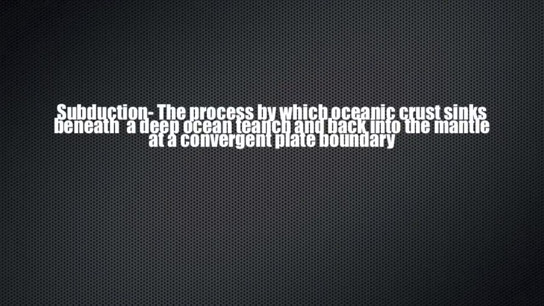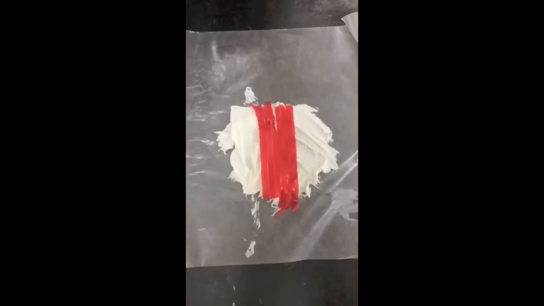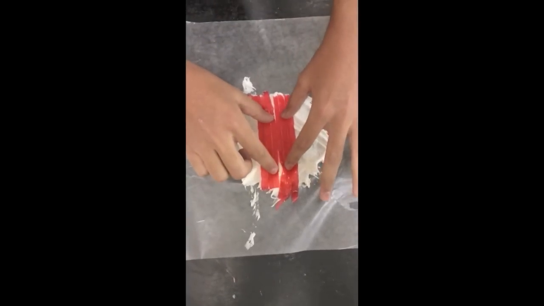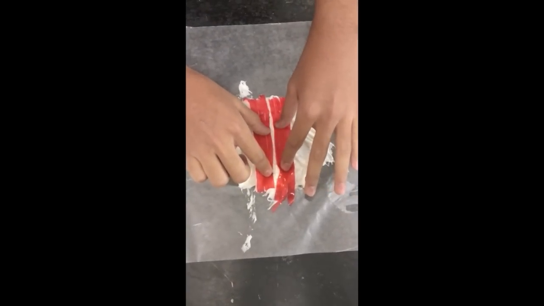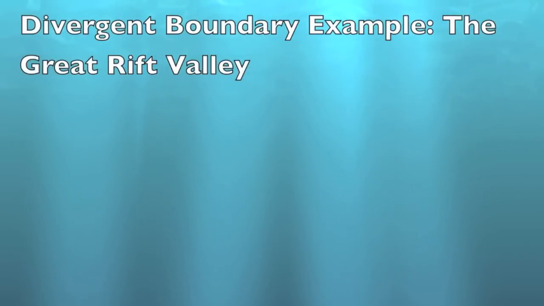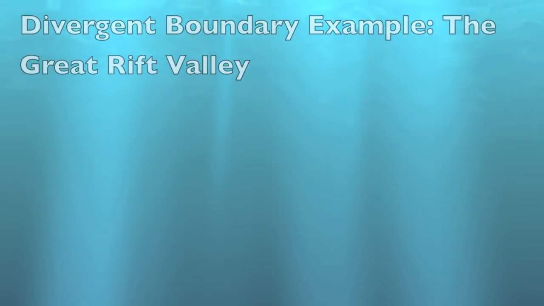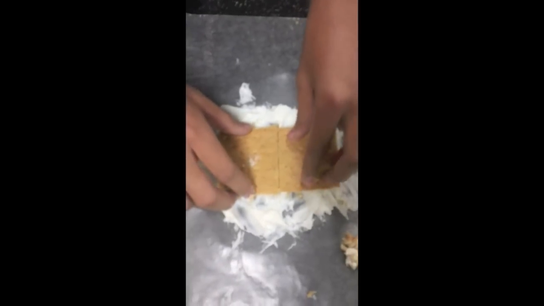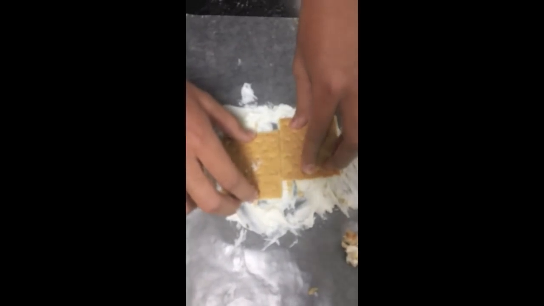Divergent plate boundary. Oceanic to oceanic, this is where two plates move apart. Transform plate boundaries, where two continental plates move past each other in opposite directions.